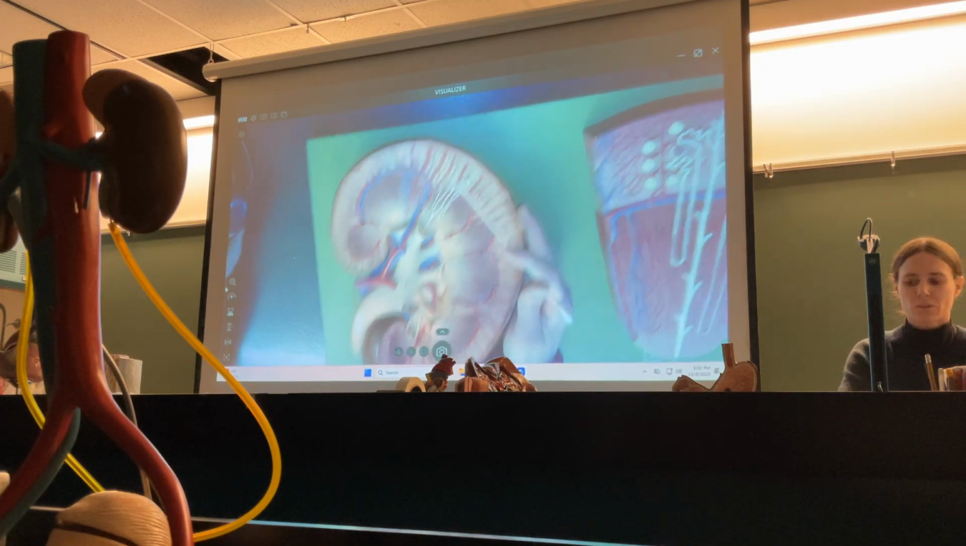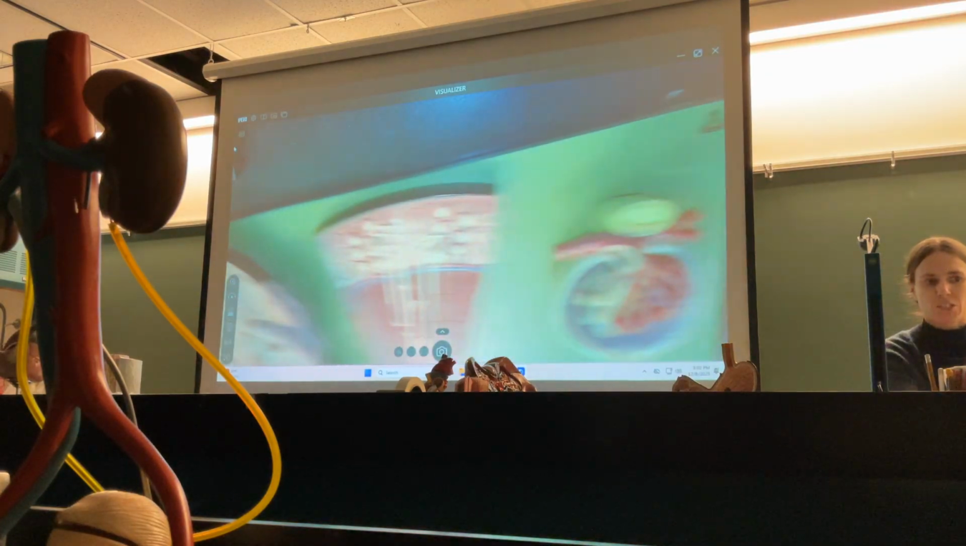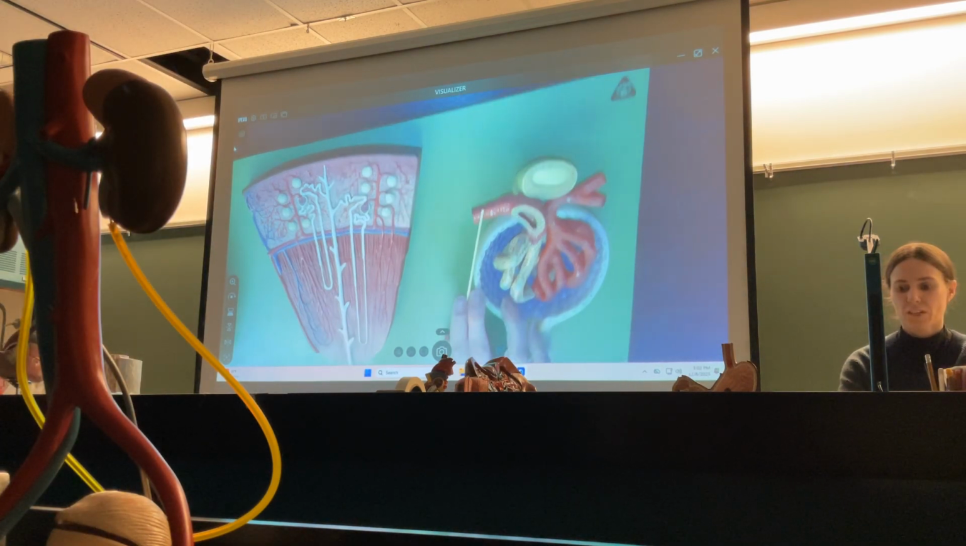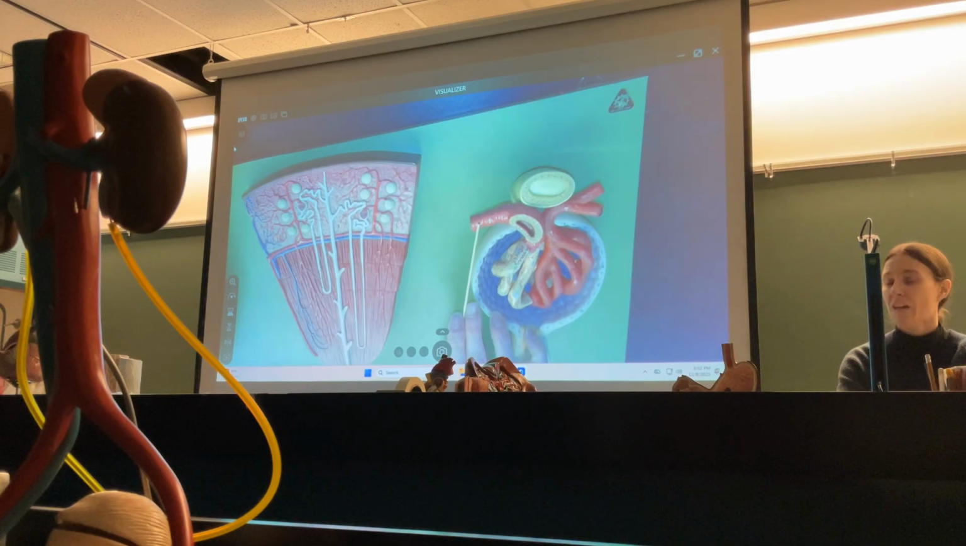Now to really see what vessel comes next, I'm going to bring you over here. So pretend that your cortical radiate artery is bringing blood to this vessel. What is this vessel? Afferent arteriole. What about this? Glomerulus, also known as the glomerular capillaries.